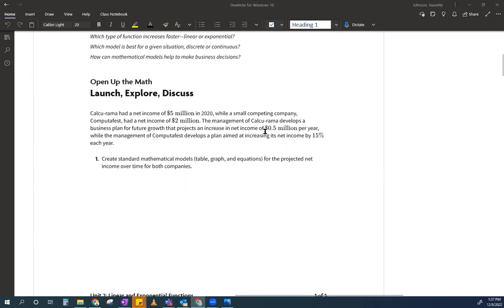So the management of Calcurama develops a future business plan which projects an increase in net income of $500,000 per year. So that $500,000 per year for Calcurama should tell you what kind of equation we're going to build for Calcurama. Versus ComputerFast is 15% per year. So for ComputerFast, what kind of equation are we dealing with? And for Calcurama, what kind of equation are we looking at?